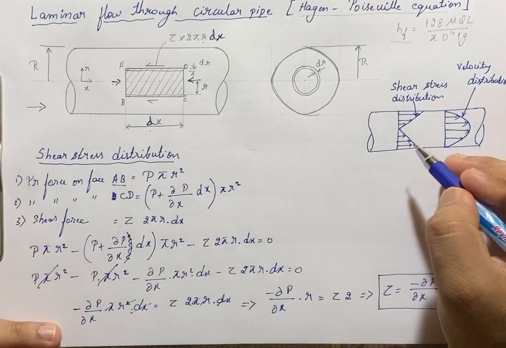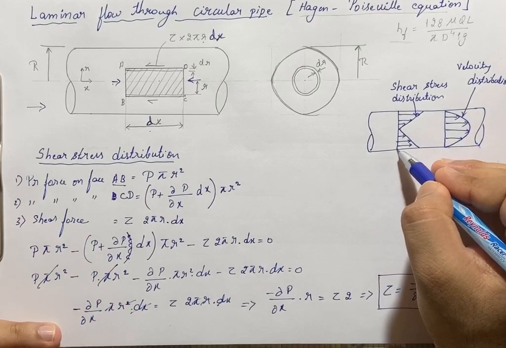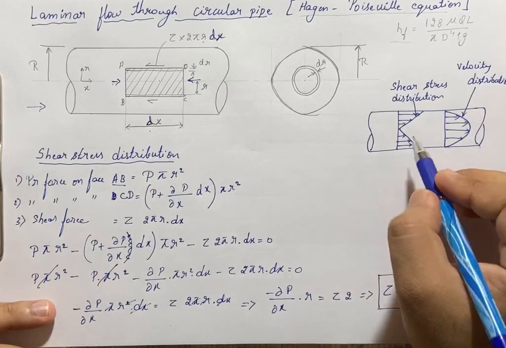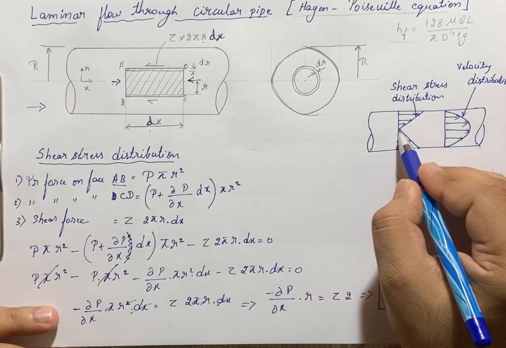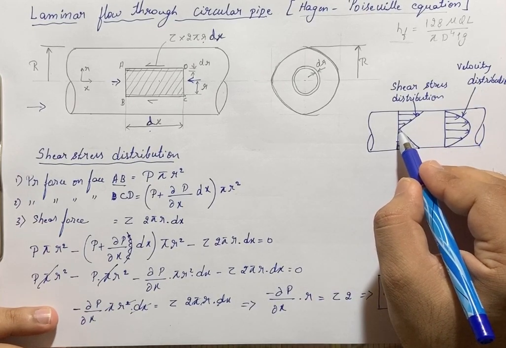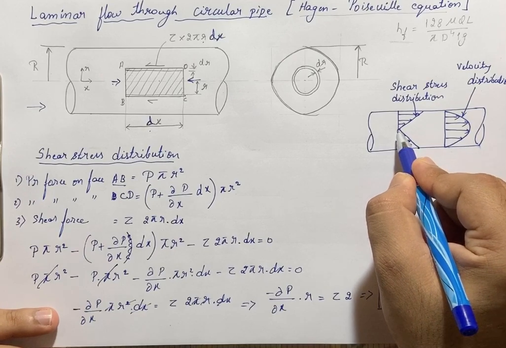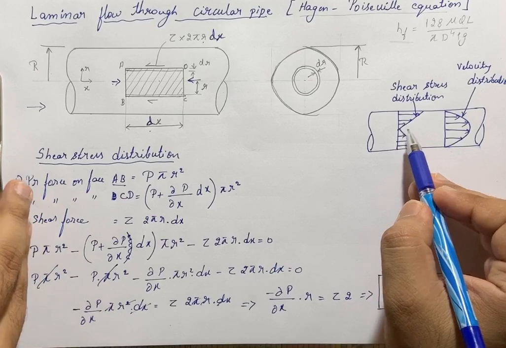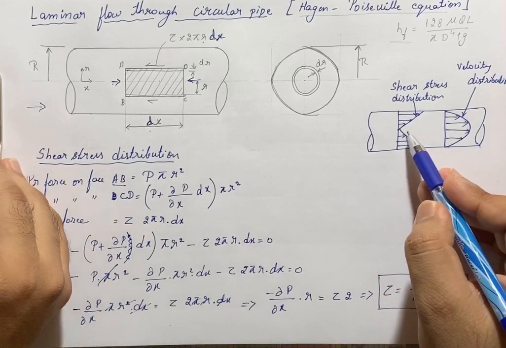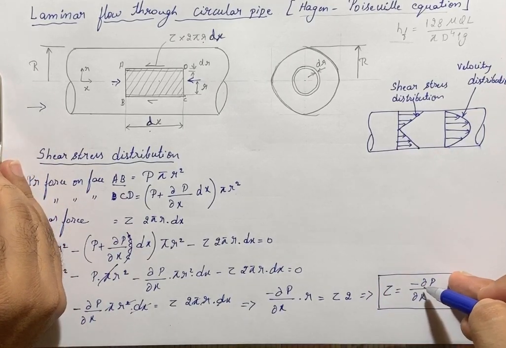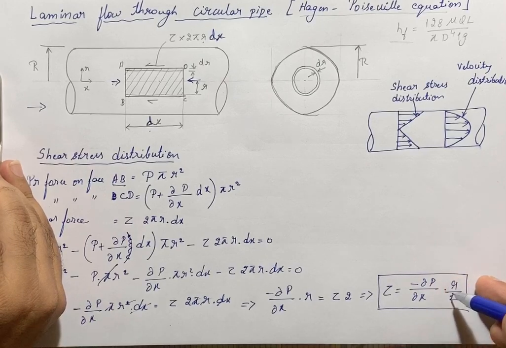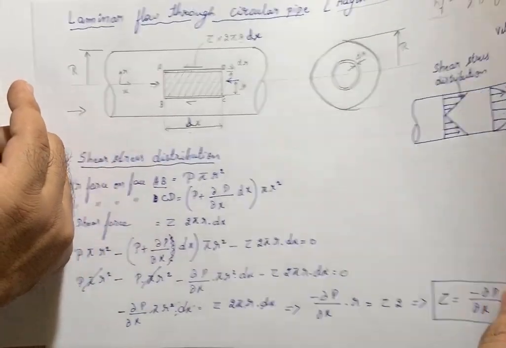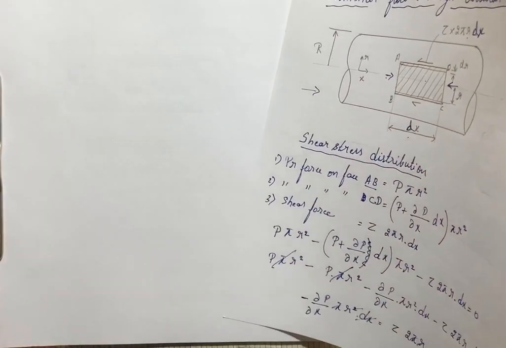Right. Now, shear stress distribution, that means shear stress will be maximum at the wall and shear stress will be minimum at the center of pipe. That is, the shear stress will be minimum at center of pipe and maximum at the pipe wall. This is what it says, that is minus of dou p by dou x into r by 2 here. This is how the shear stress distribution will be.